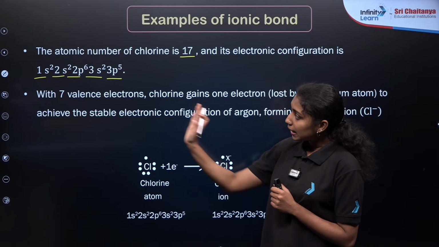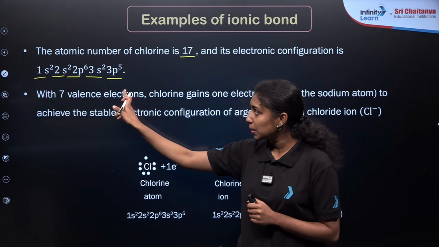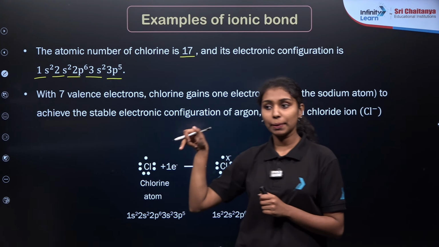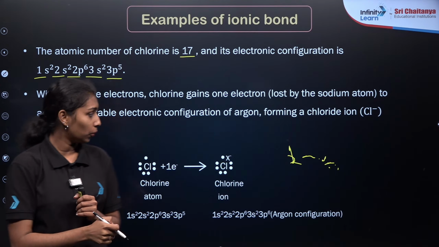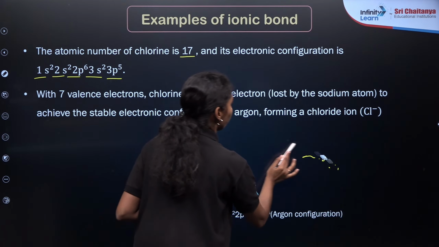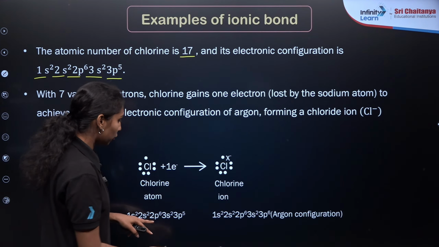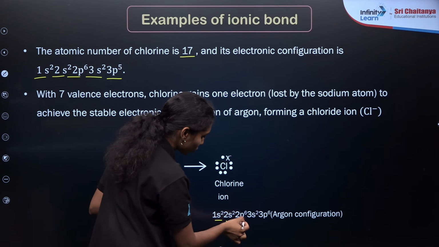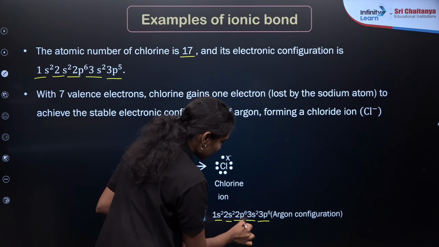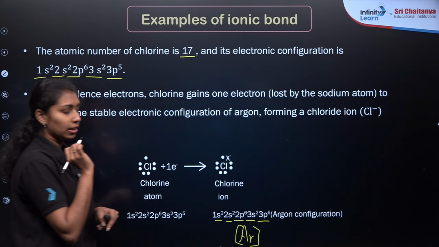So what is happening here? We need to get the complete electronic configuration of the nearest stable gas, right? So 1 electron is gained by the chlorine to form the chloride ion, Cl minus. So obviously the electronic configuration will become 1s2, 2s2, 2p6, 3s2, 3p6, which is the electronic configuration of the nearest stable inert gas, that is argon. Clear?